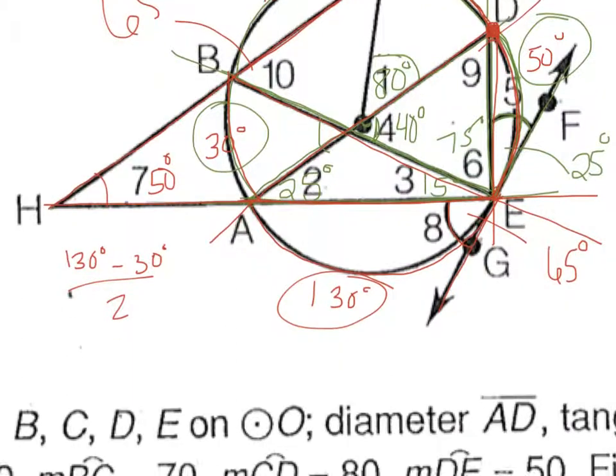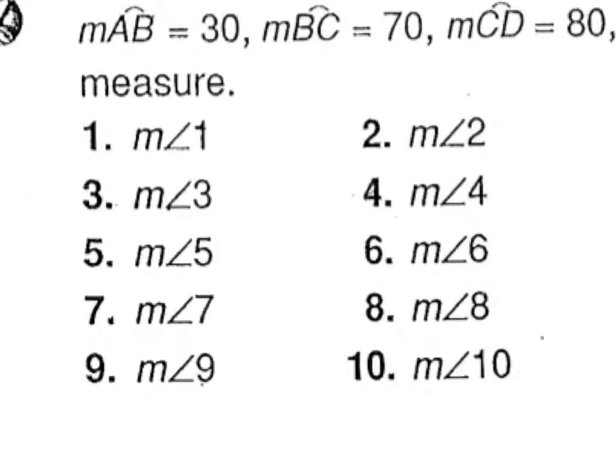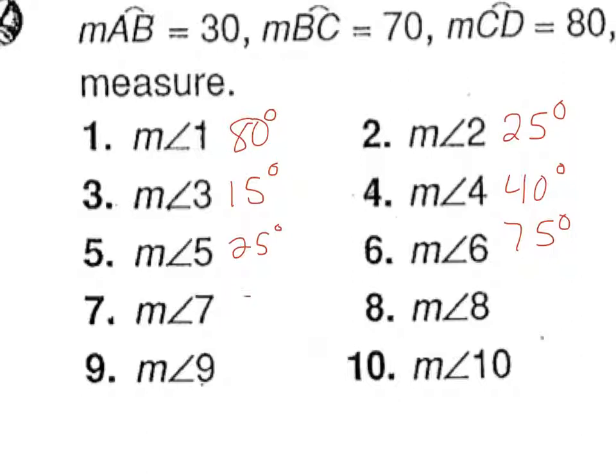You might want to replay it and look at some of the different ones that I have, but we're going to come down here and I'm going to go ahead and fill in all of those values for you. So for our first one, the measure of angle 1, we found that to be 80. The measure of angle 2 was 25. The measure of angle 3 was 15. Angle 4 was 40. 5 was 25. 6 was 75. 7 was 50. And then the last 3 were all 65 because they were all inscribed angles or angles on the circle with the same intercepted arc of 130.